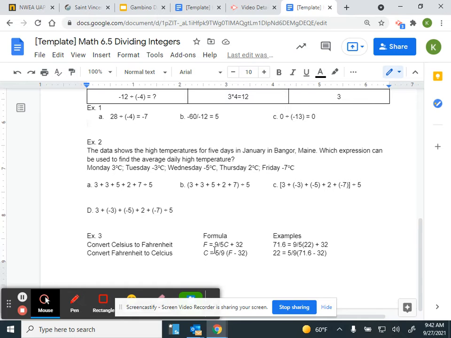Okay. Let's look at our workbook pages for today and see what we're doing for our workbook pages.